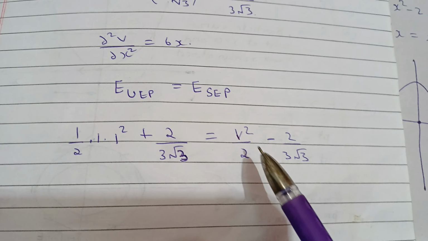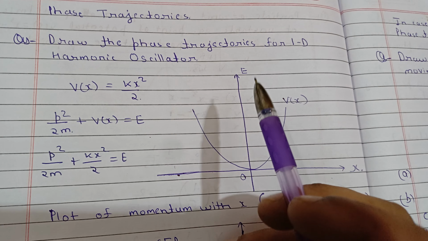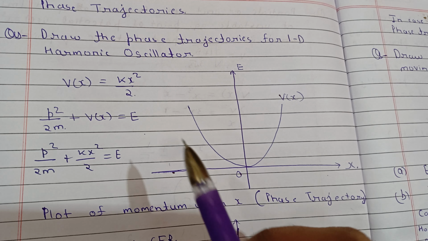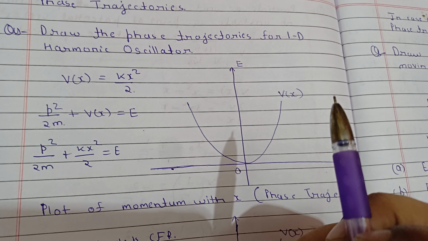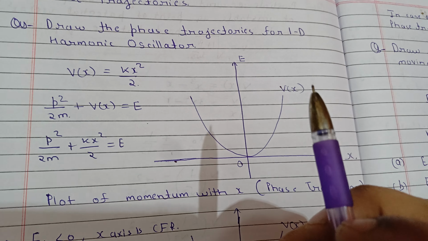So let's draw. First, let me define for you what is phase trajectory. Here we plot the trajectory in terms of the axis of momentum and the position. That kind of plot is called the phase trajectories. So let's try to plot for the 1D harmonic oscillator.